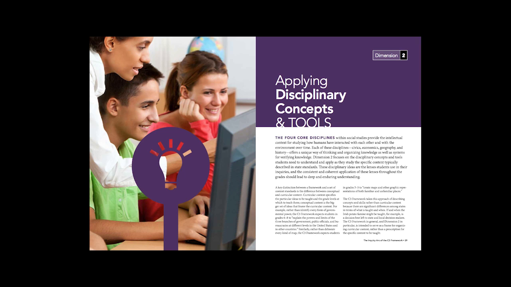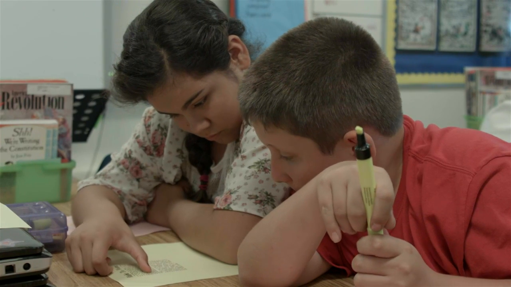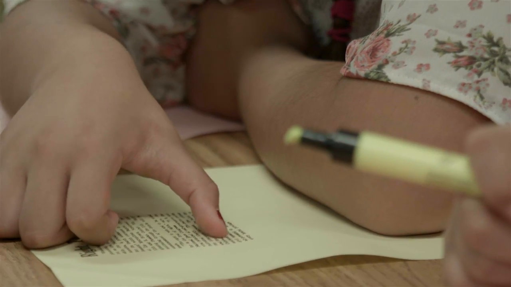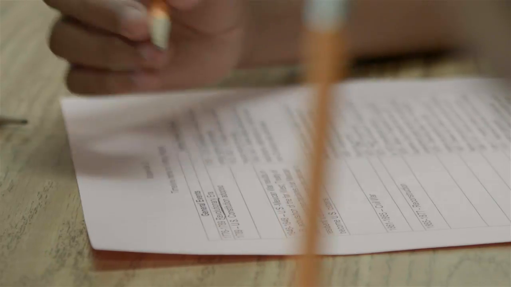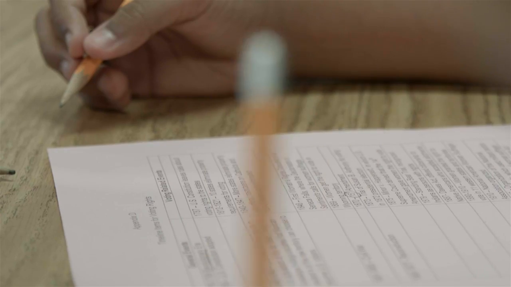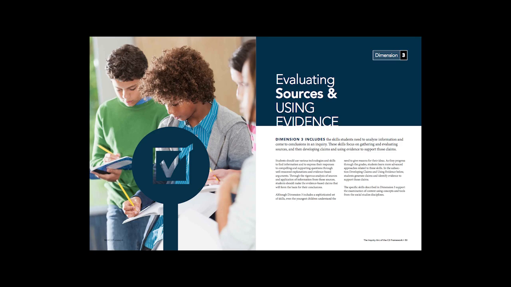Voting matters because your voice can be heard and you can make decisions based on how you feel and your opinions. Dimension 2 is about applying disciplinary tools and concepts, not just looking through the lens of history, or economics, or geography, or civics, or the other humanities, but looking at them in interrelated ways, and also connecting to reading and language arts. Dimension 3 is about evaluating sources and gathering evidence to respond to the compelling question.